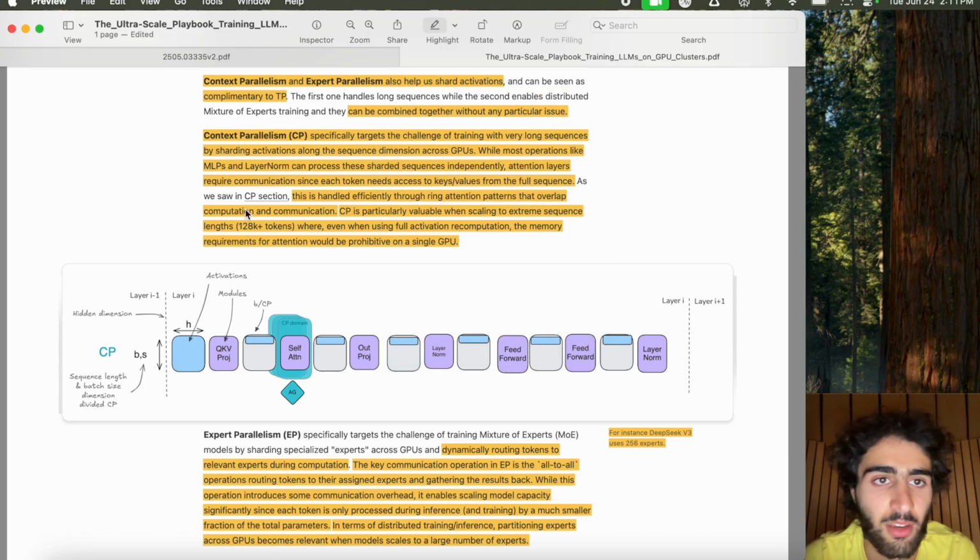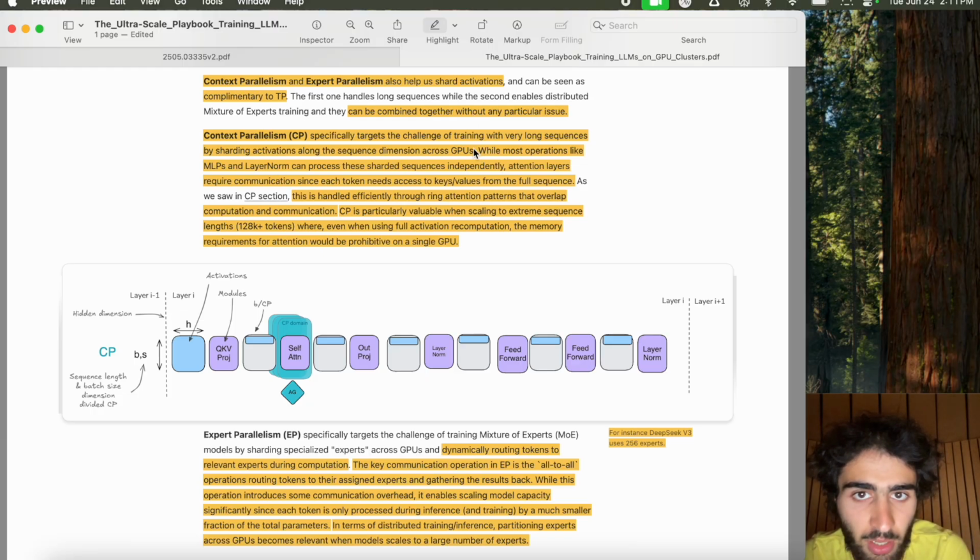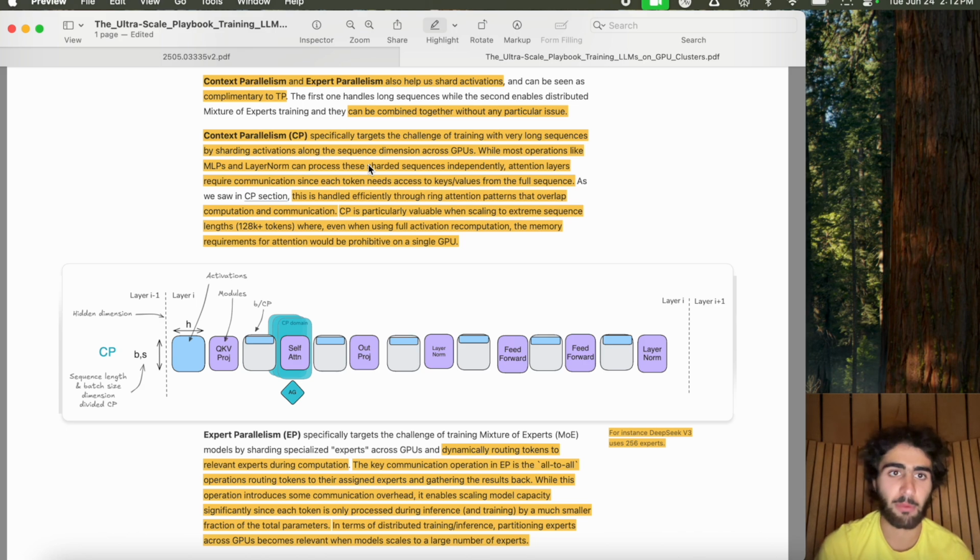So as I've just stated, context parallelism targets the challenge of training with very long sequences by sharding along the sequence dimension. And while most operations like MLPs and layer norm can process sharded sequences independently, attention layers require communication since each token needs access to the key values from the full sequence. This is handled efficiently through ring attention patterns that overlap computation and communication.